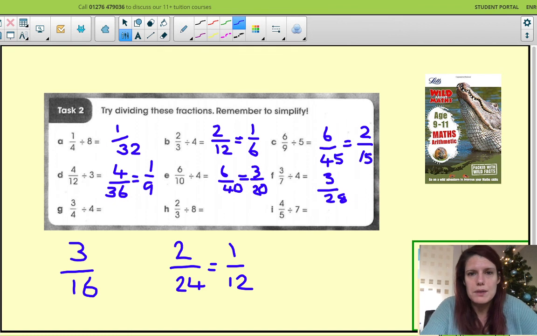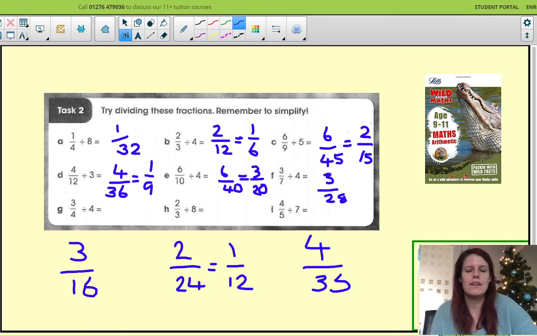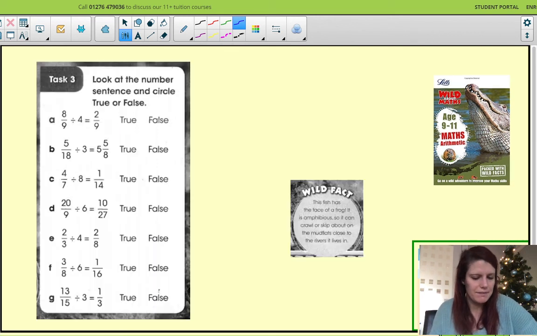It's quite hard writing with a mouse. And then 4/5 divided by 7. That is 4/35. And there we go. That was task 2. Nearly done. Task 3. Look at the number sentence and circle whether it's true or false. 8/9 divided by 4 equals 2/9.